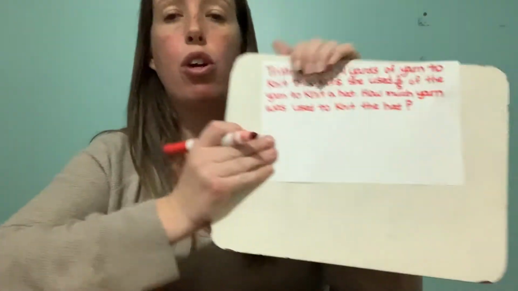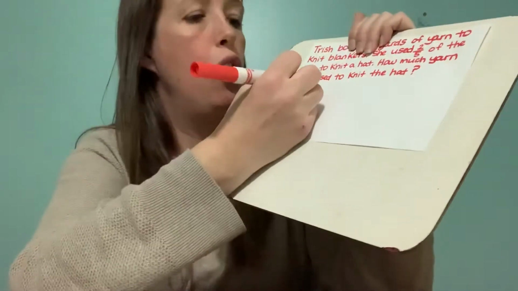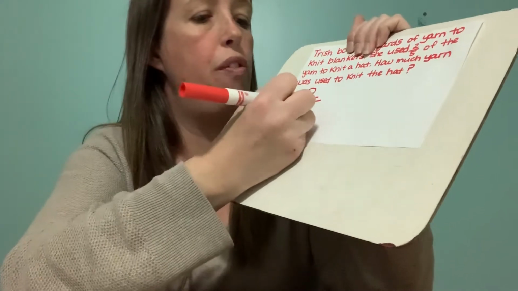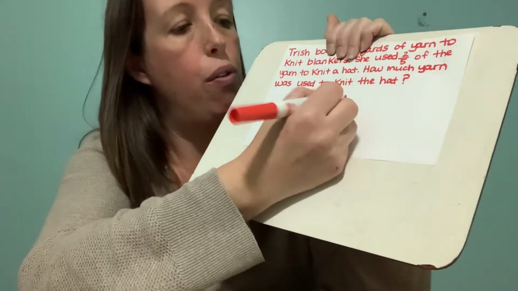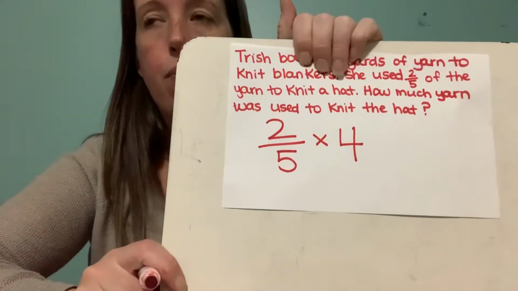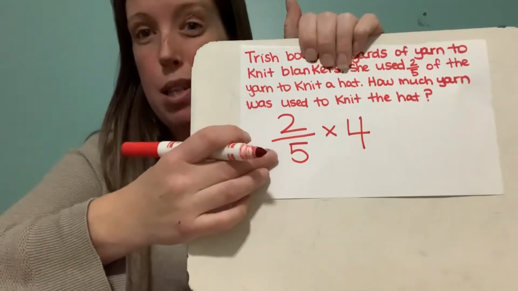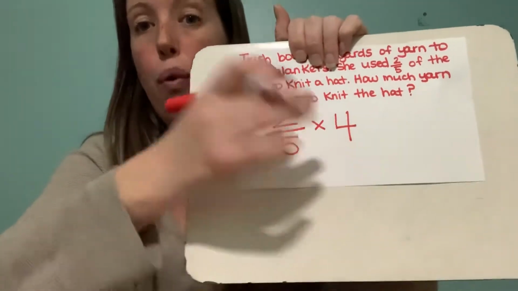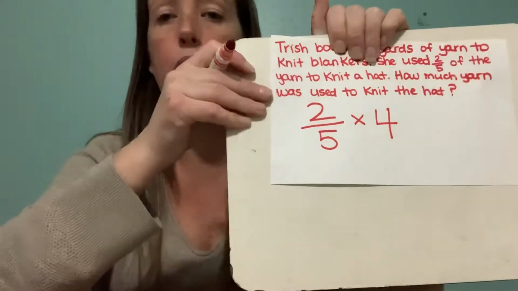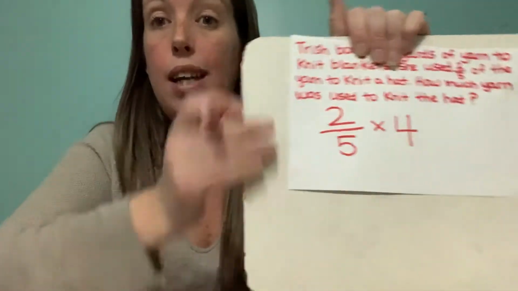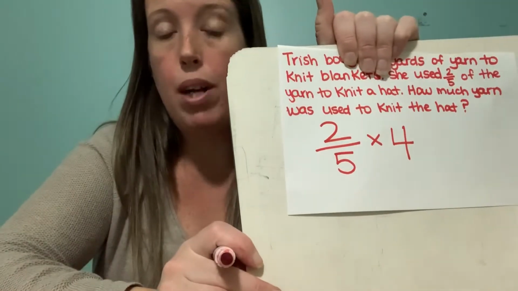So to do that, we are going to write an equation. We are going to find 2/5 of 4 yards. Now, if we wanted to model it, we could draw 4 wholes, shade in 2/5, 2/5, 2/5, 2/5, and find out how many fifths we had total. Here, we're going to use just an algorithm.